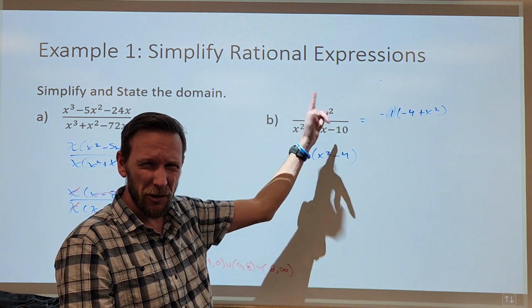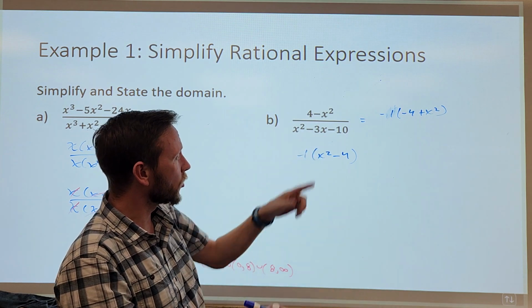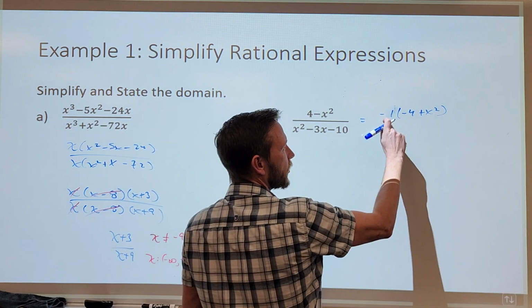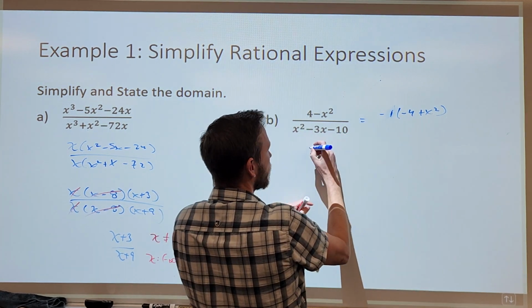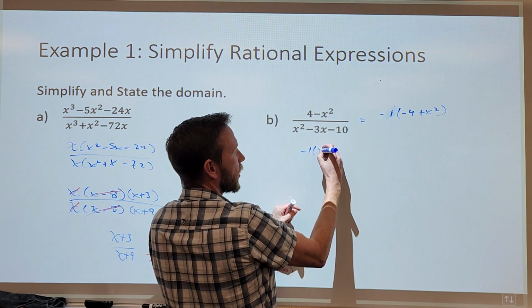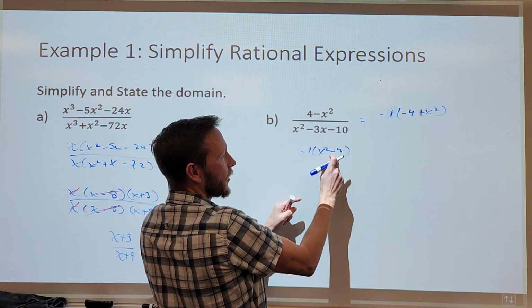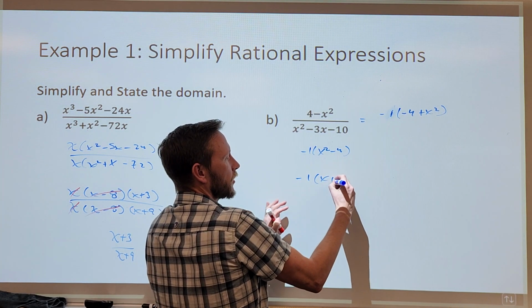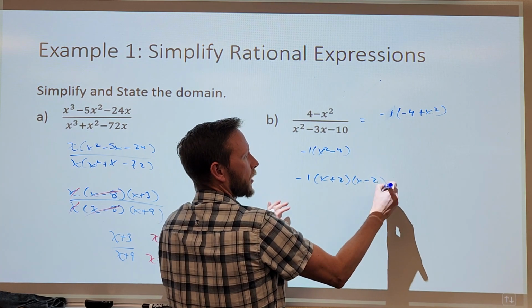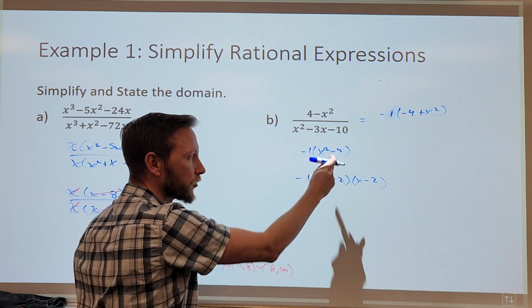But standard form would suggest that the x squared needs to be first. So when we factor that -1 out, we then see that we have this -1 times x squared minus 4, and that x squared minus 4 can be factored further. So our numerator is going to be this factored pair again, because this is a difference of squares.